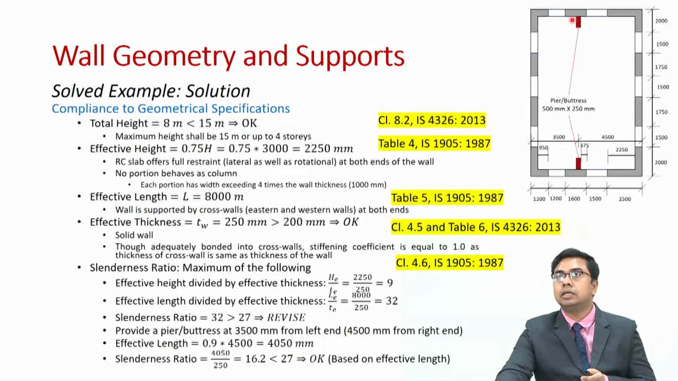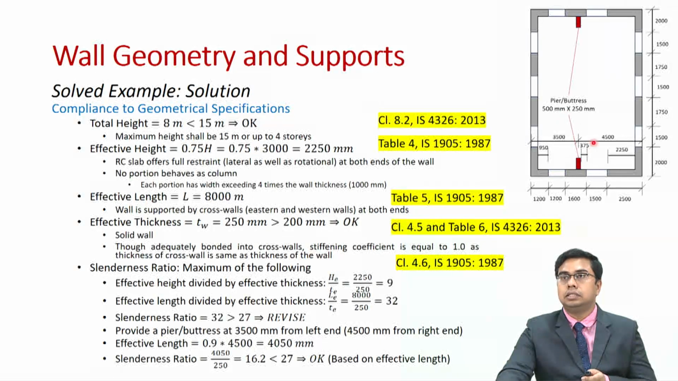We have also provided a similar pier or buttress at this point in the northern wall as well, because we know that the design will be very similar. Now how have we arrived at these dimensions? One is that I have also made sure that these geometrical parameters which are constants given in IS 4326 are also satisfied. We will see how I have made sure that they are satisfied related to pier or buttress in the upcoming slides.